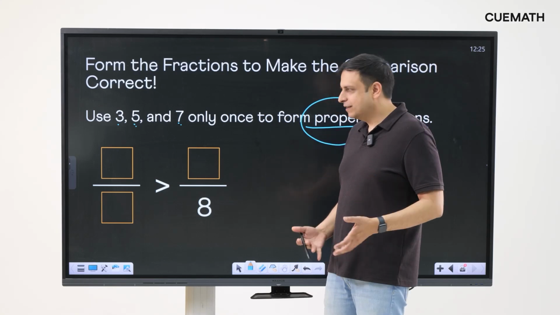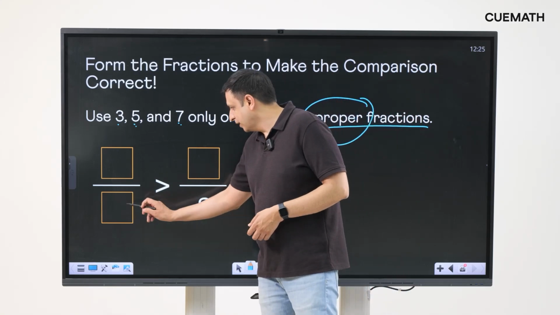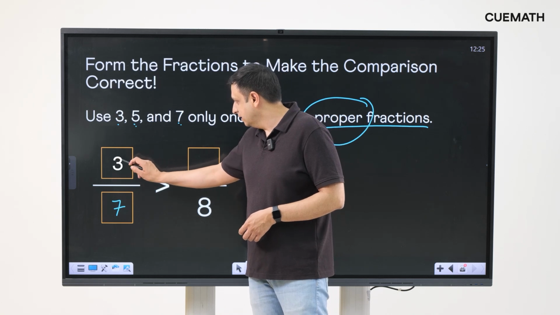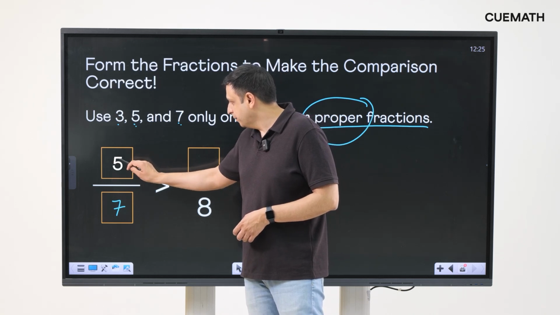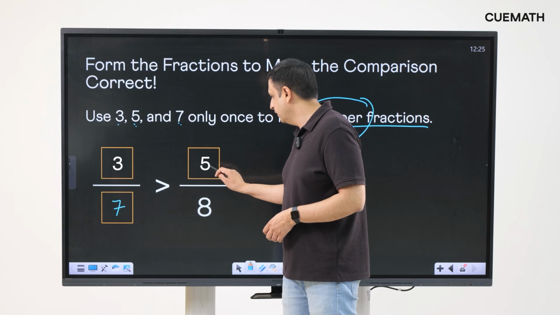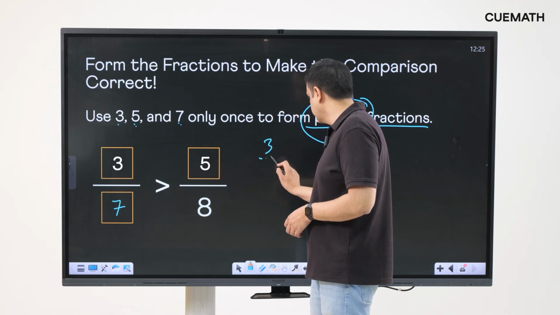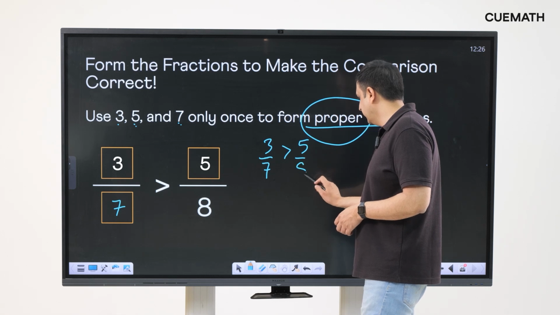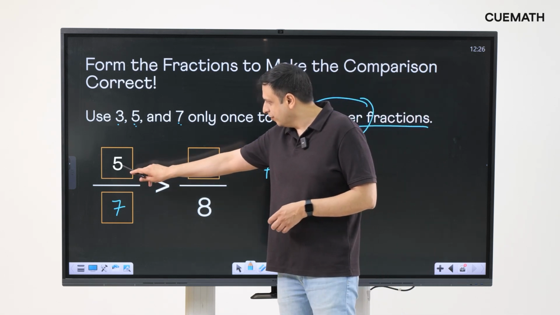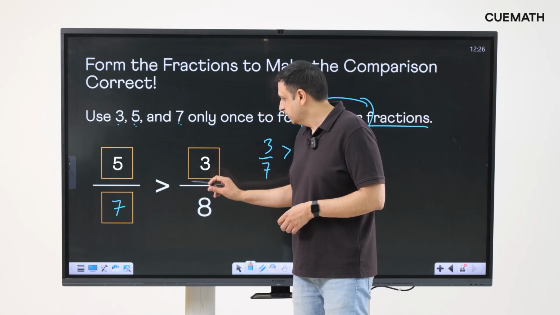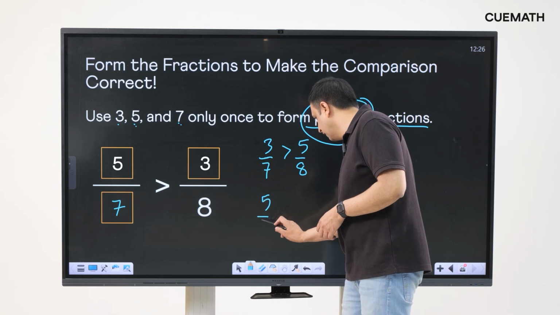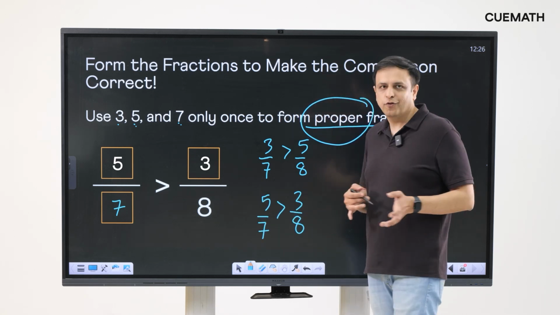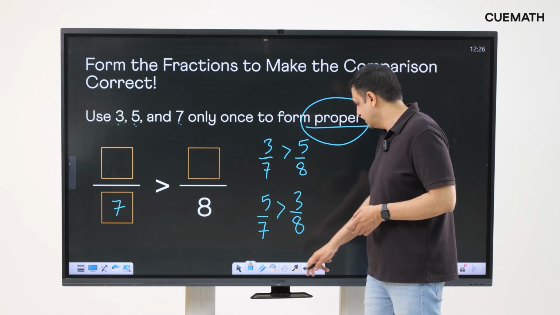So now the only option that's left is that we put a 7 over here, which means that here we can either get a 3 or a 5. If I put a 3 here, I get a 5 here, and that gives me 3 over 7 greater than 5 over 8. But if I put a 5 over here, I get a 3 over here. So in that case, I get 5 over 7 greater than 3 over 8. Now we just have to find out which one of these is correct.